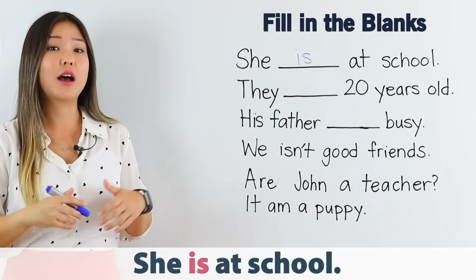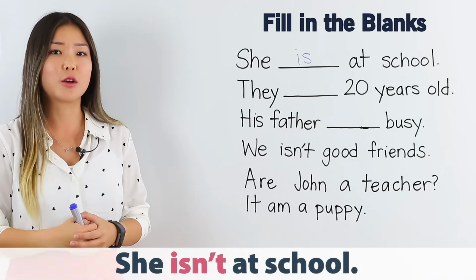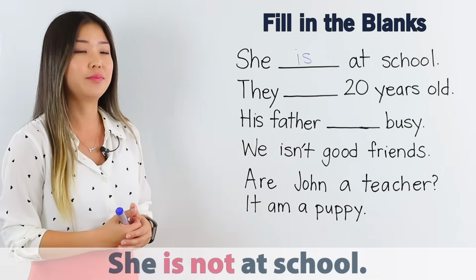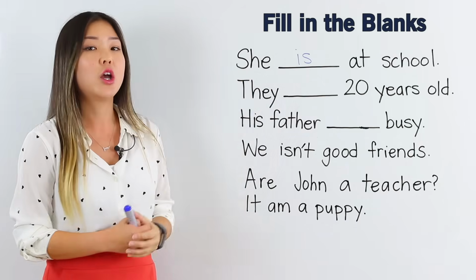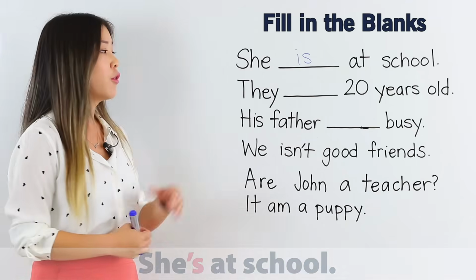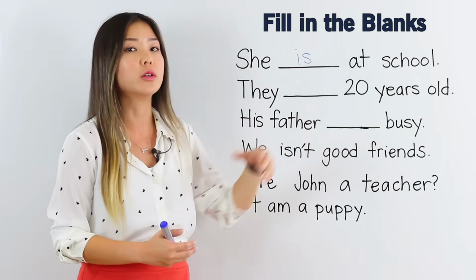Now, if you were thinking of the negative, the correct answer would be she isn't or she is not. That's correct as well. And if we want to use a contraction for she is, we can say she's at school.